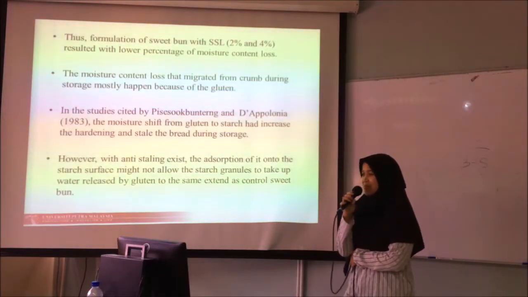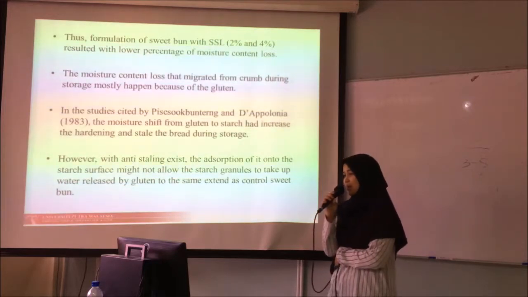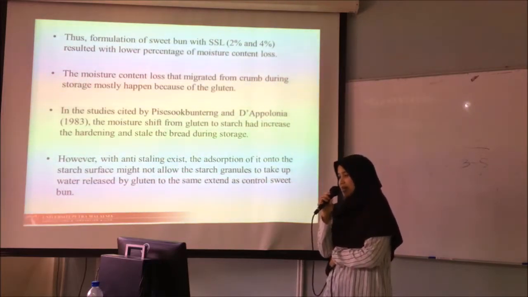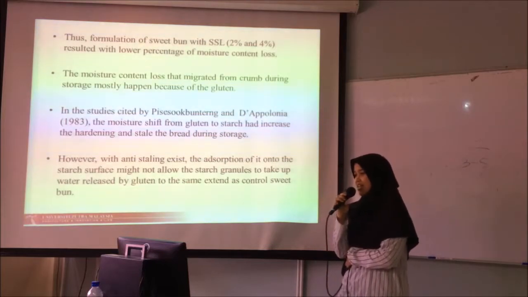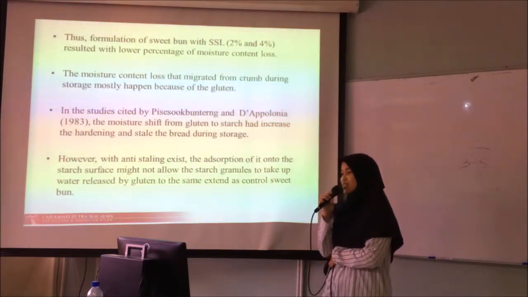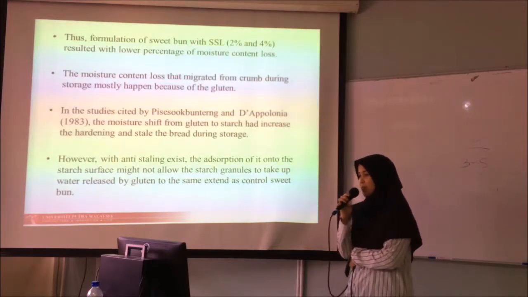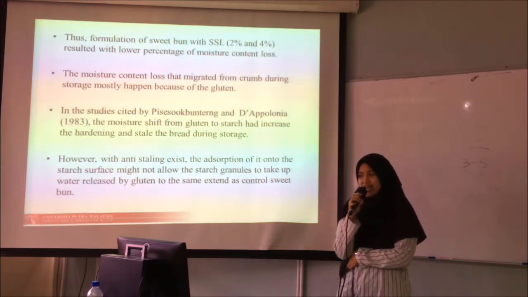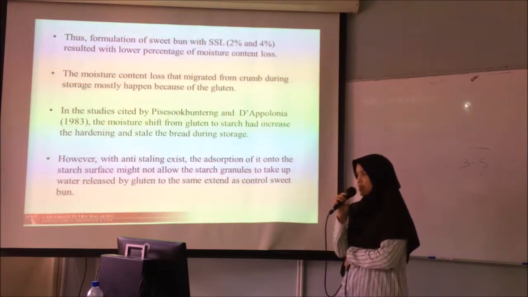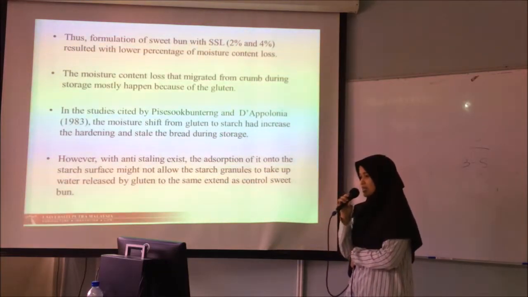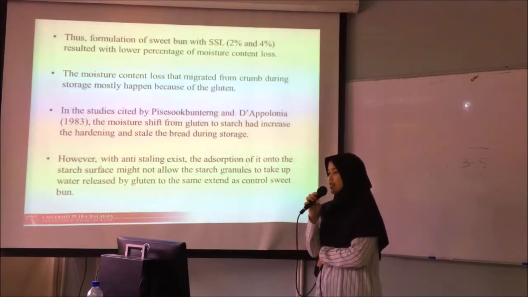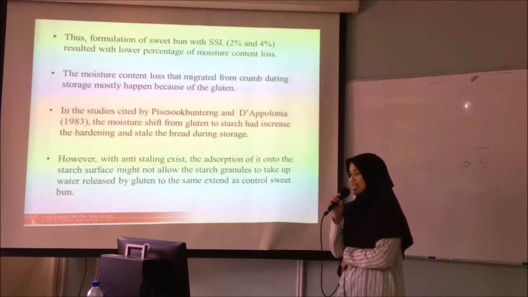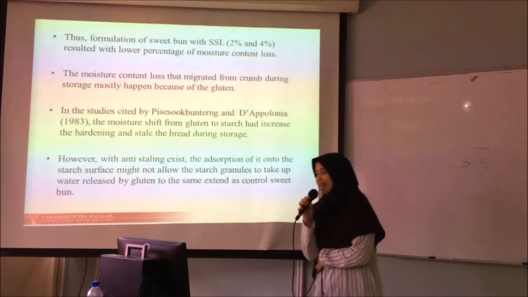The moisture content loss that migrated from the crumb during storage mostly happened because of the gluten. As present studies state, the moisture shift from gluten to starch hardened and also staled the bread during storage. So, with the anti-staling agent in our bun, there's an absorption of it onto the starch surface, which might not allow the starch granules to take up water released by gluten to the same extent as the control.